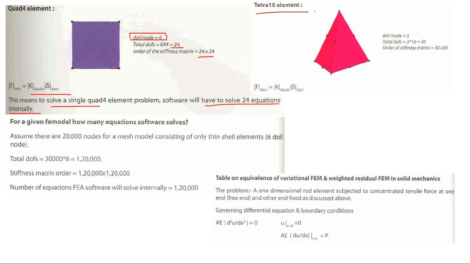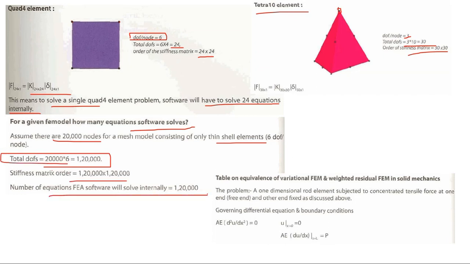Here, if you see the tetra element, it is tetra 10. 10 means 10 joints are there. Each joint has 3 degrees of freedom. So total 30. So the order of the stiffness matrix is 30 by 30. For a given FE model, how many equations does the software solve? Assume there are 20,000 nodes in a shell model, meaning 6 degrees of freedom per node. So it will have to solve 1,20,000 equations. The number of equations FEA will solve internally is 1 lakh, I mean 120,000 equations. Wow, that's too much.